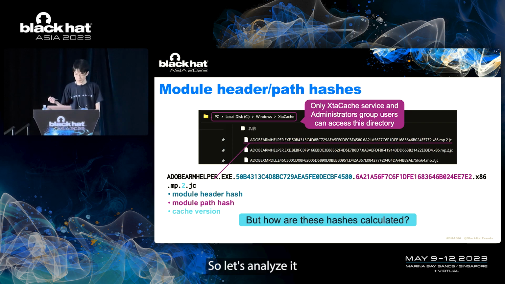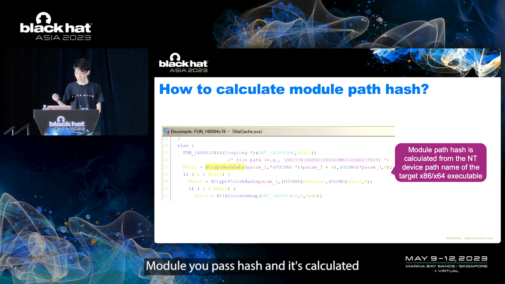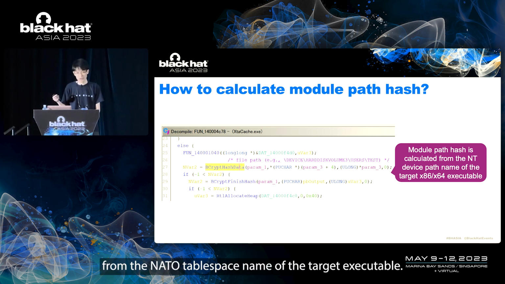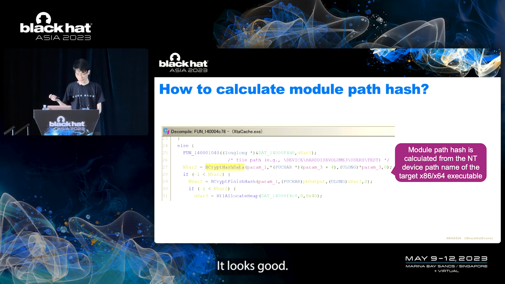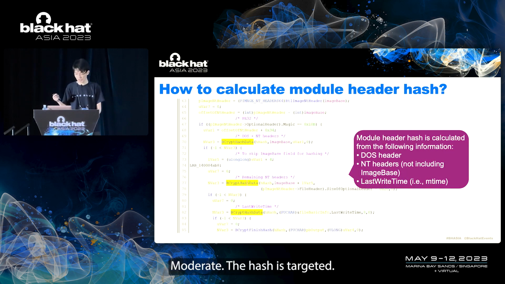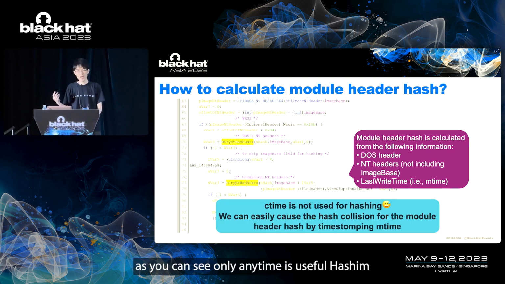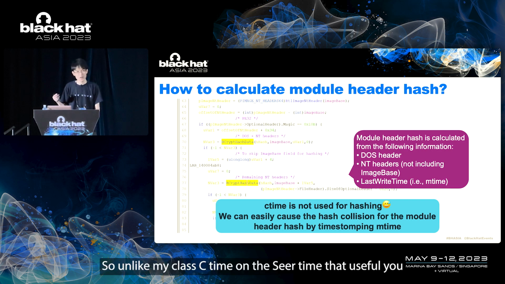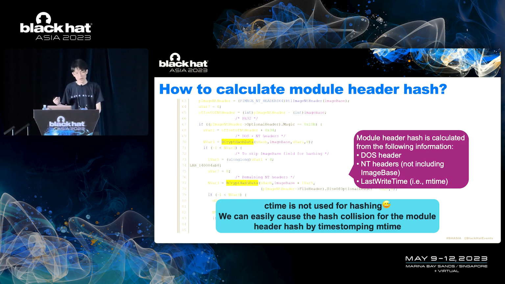So let's analyze it. The module path hash is calculated from the NT device path name of the target executable. It looks good. The module header hash is calculated from the DOS header, NT headers not including the image base, and last write time. Last write time is the mtime in Unix. As you can see, only mtime is used for hashing. So unlike macOS, ctime and crtime are not used for hashing. So we can easily cause a hash collision for the module header hash by time stomping the mtime.